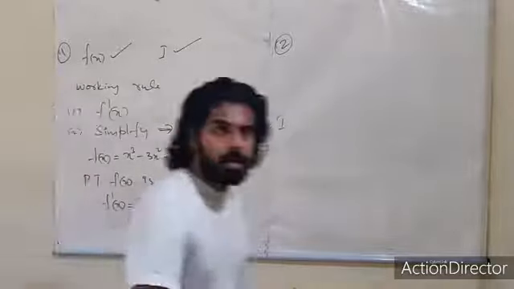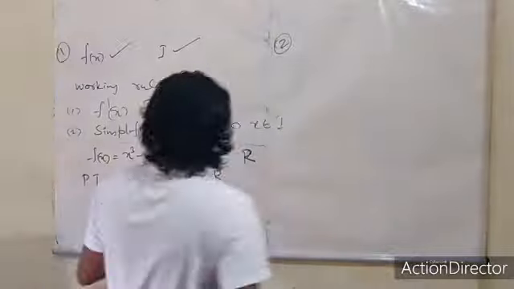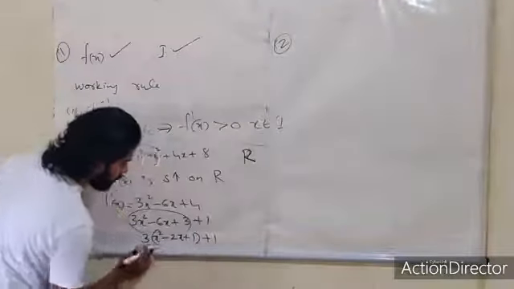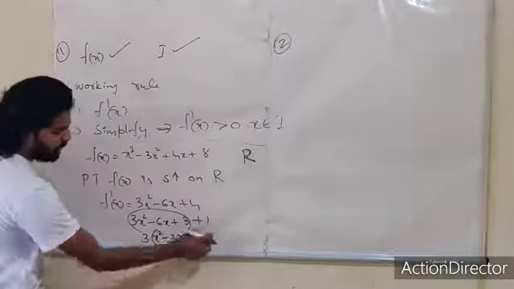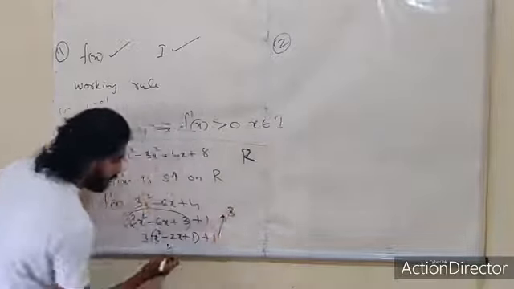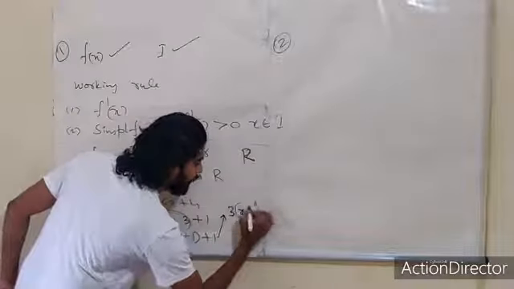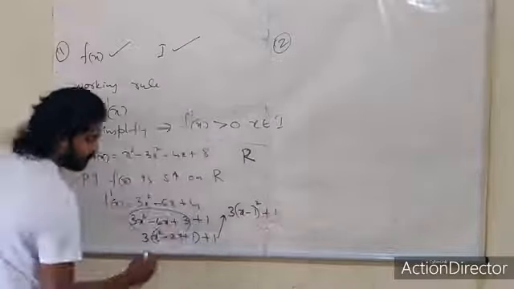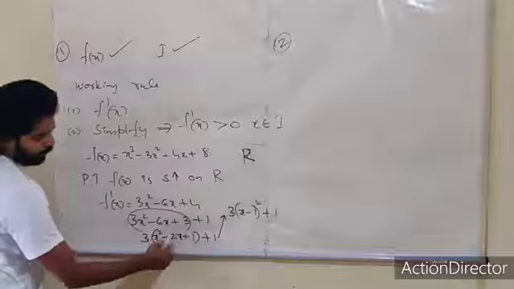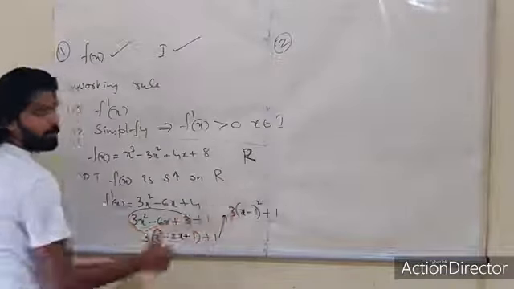Is it visible? Can you see? Right, it is visible. So now this is 3 into x square minus 2x plus 1, plus 1. Now we can simplify this again as 3 into, this is the expansion of x minus 1 whole square, right? So x minus 1 whole square plus 1. So this reduces to 3 times x minus 1 whole square plus 1.